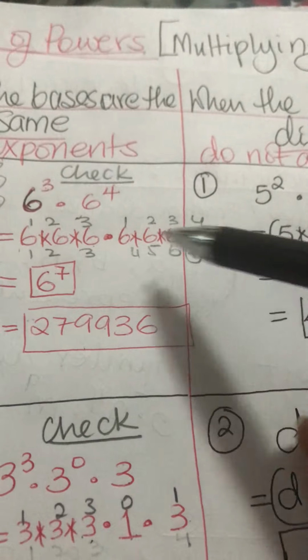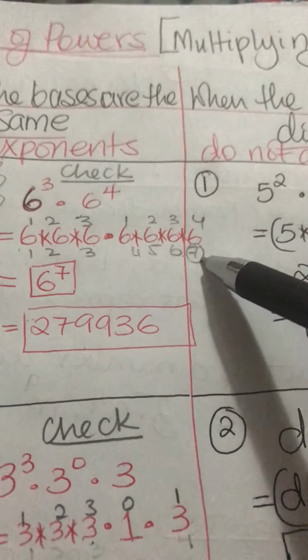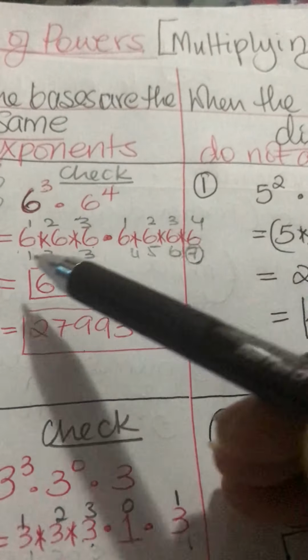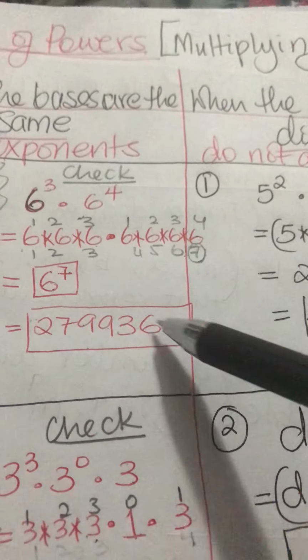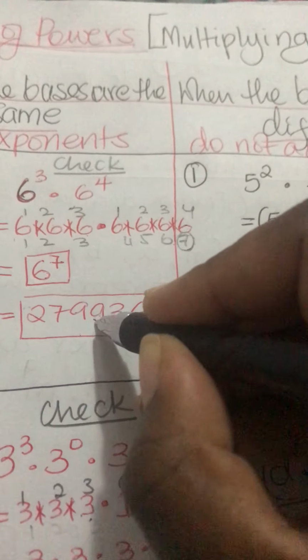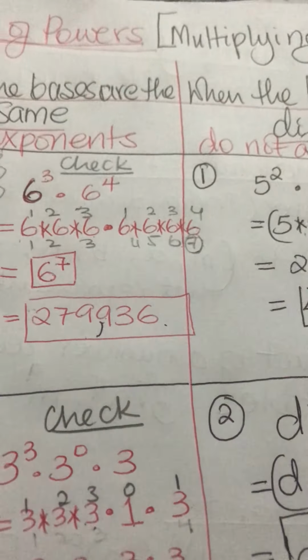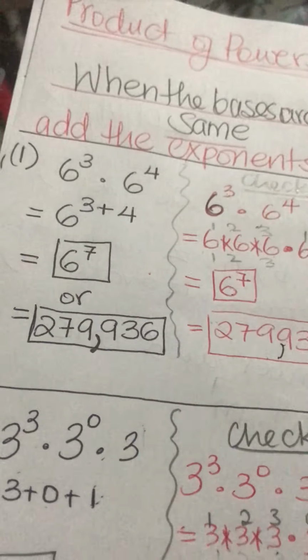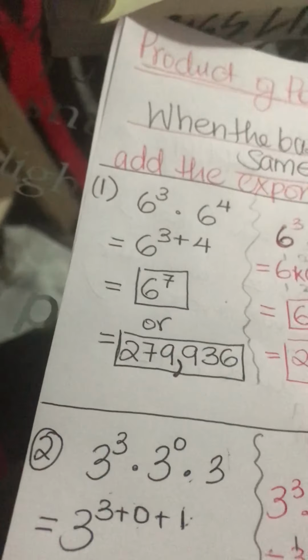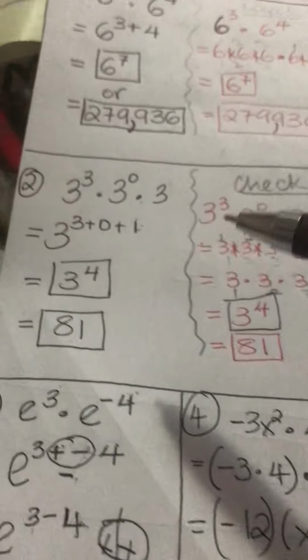You start counting. 1, 2, 3, 4, 5, 6, 7 is your last count, and that becomes your exponent. And then 6 to the 7th power is 279,936. Make sure you put your commas, okay? All right, let us do this one.